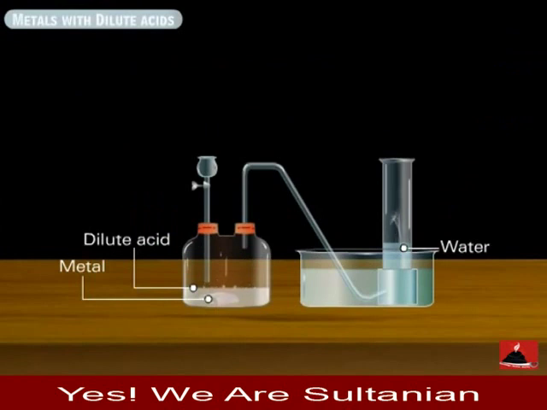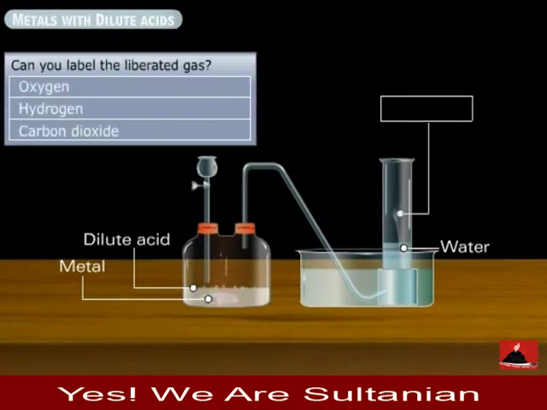Metals that react with water can also react with dilute acids. For example, acids like hydrochloric acid and sulfuric acid react with metals to form their corresponding chloride and sulfate salts. Can you label the liberated gas?